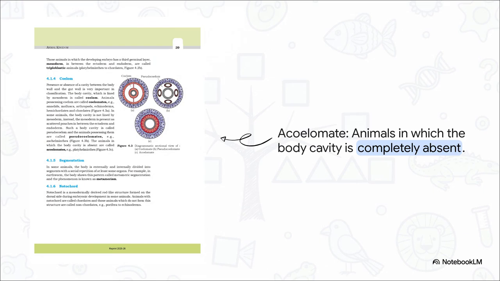And finally, we have the acoelomate. The prefix a means without, and that's exactly what you see. The whole space between the outer and inner layers is just completely filled in with tissue from the mesoderm. There's no body cavity at all. It's a solid construction through and through.